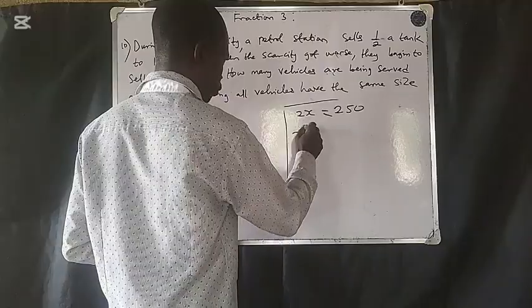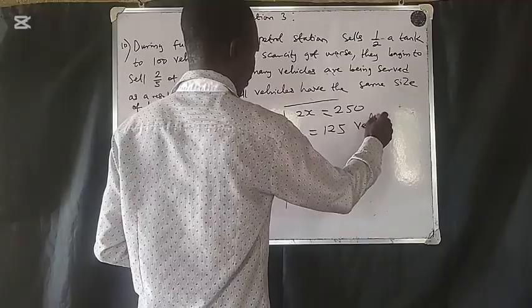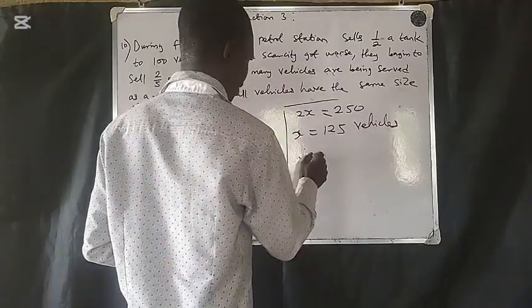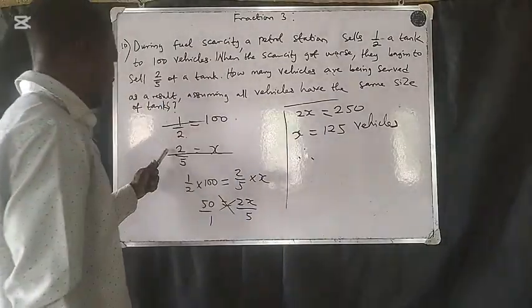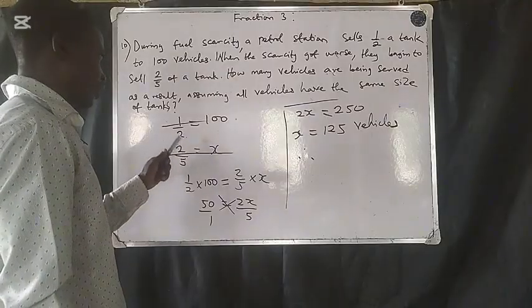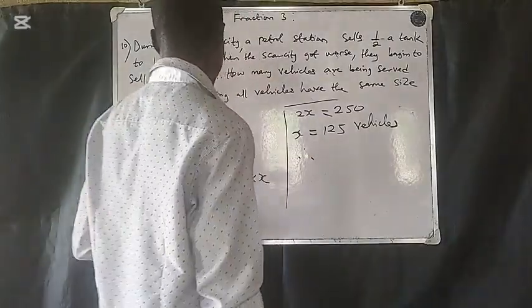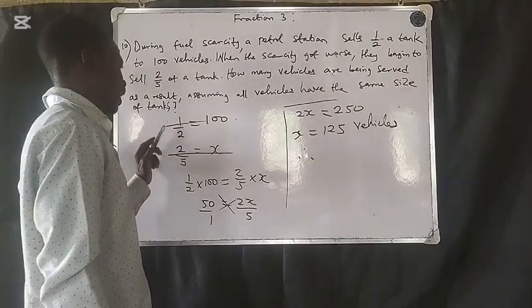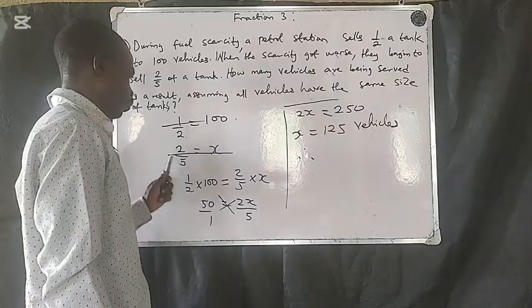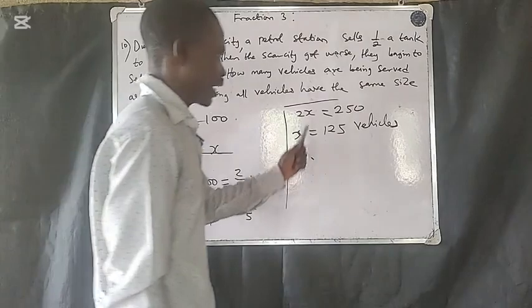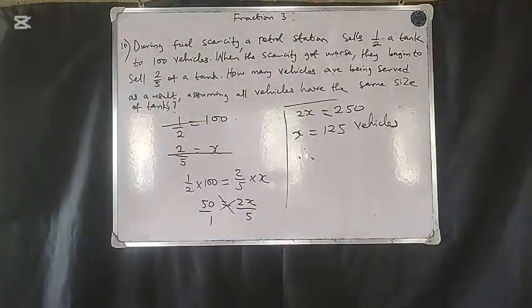So we divide both sides by 2, we are going to have 125 vehicles. So the number of cars they are going to supply, our statement is very important. The number of vehicles they are going to supply selling at the rate of 2/5 of the tank will be 125 vehicles. When they were selling half of the tank, the same size of the tank, they supplied 100 cars or vehicles. When they are selling 2/5 of the tank, they supply 125 vehicles.